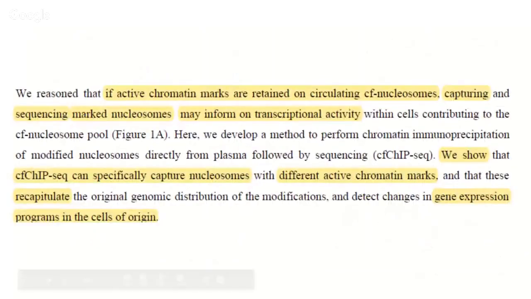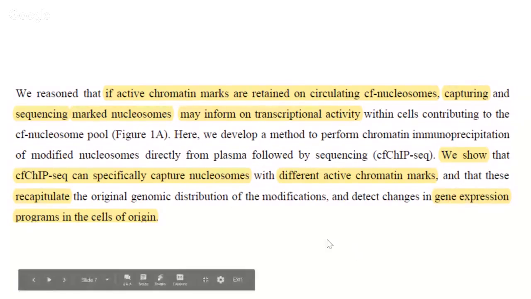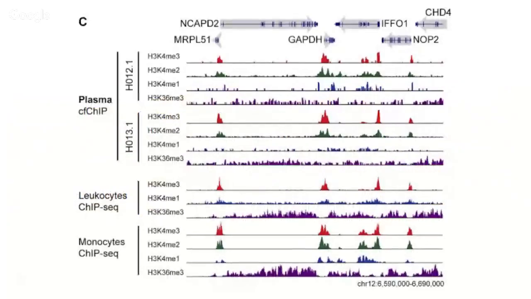We'll cover it later. And so their reasoning is if active chromatin marks are retained on circulating cell-free nucleosomes, then capturing these marks on the nucleosomes will tell us how the different transcriptional activities happen within different cells, right? And what they show is that they can specifically capture nucleosomes with different types of marks, and then they can recapitulate their associated gene expression from these marks. So they're going to talk about which marks they did. Here's a representation of them.